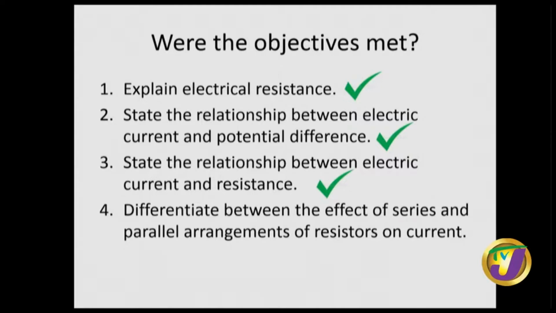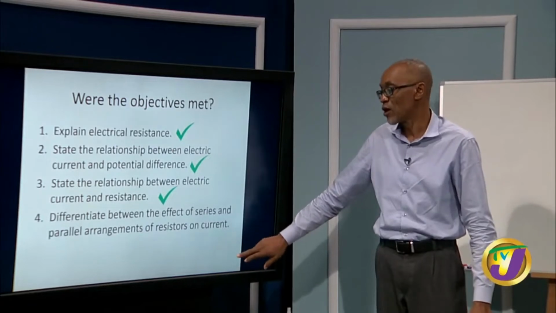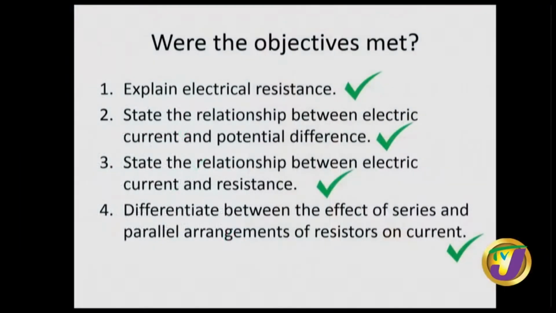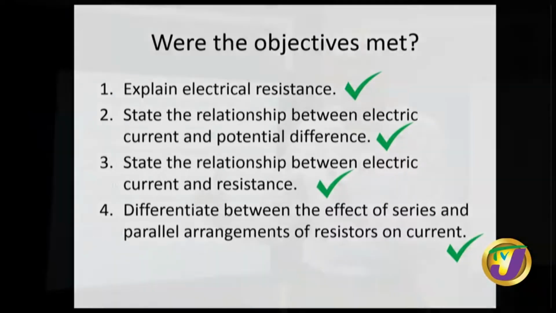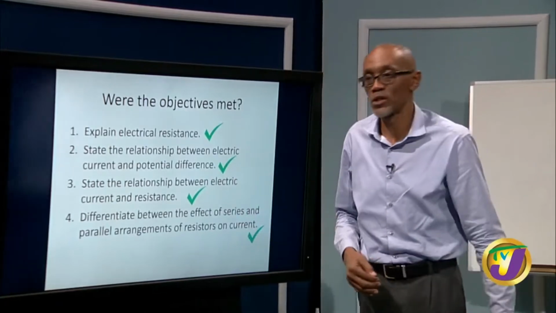They were inversely proportional. And differentiate between the effect of series and parallel arrangement of resistors on current. I think we did that because we saw that if you increase the number of resistors in series, the current reduced, and if you increase the number of resistors in parallel, the current increased. All right, we saw that as well.